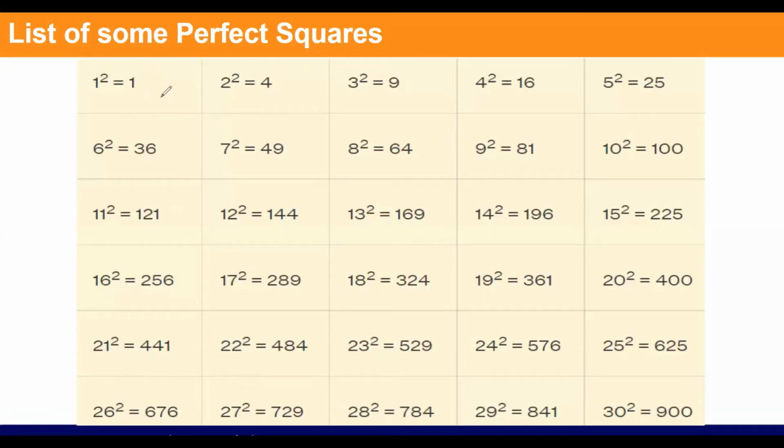Narito ang ilan sa mga listahan ng perfect square natin. So, simula sa 1 hanggang 900. Ang ibig sabihin po nito ay minultiply yung mga numbers na nasa kaliwa ng equal symbols, minultiply po sa kanyang sarili. Kaya ang sagot nila ay perfect square.